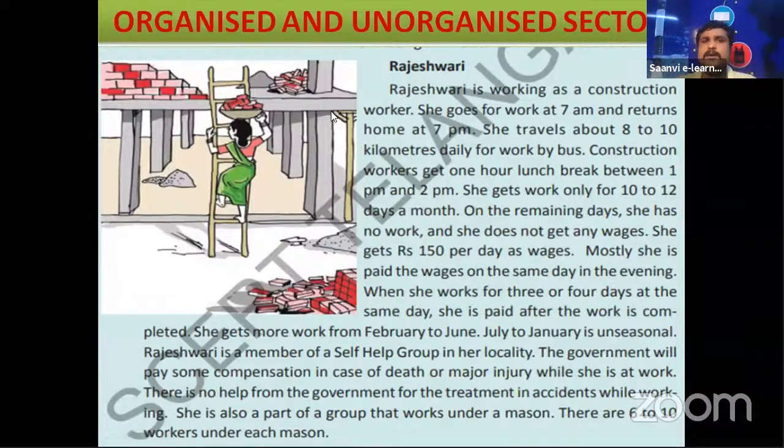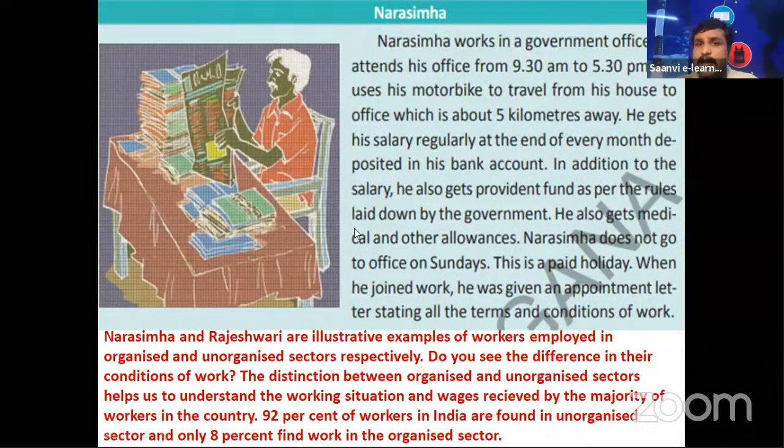When it comes to one more person here, who is that? Narsimha. Okay, he is an organized sector worker, we can say. Narsimha was in a government office, and he attends his office from 9:30 a.m. to 5:30 p.m. He uses his motorbike to travel from his house to office, which is about 5 kilometers away. He gets his salary regularly at the end of every month, deposited in the bank account. In addition to the salary, he also gets a provident fund, PF, as per the rules laid down by the government, and he also gets medical and other allowances.